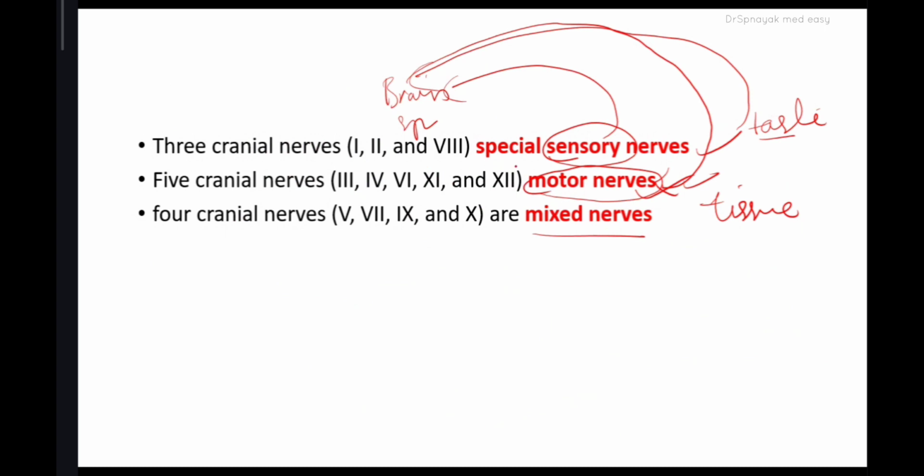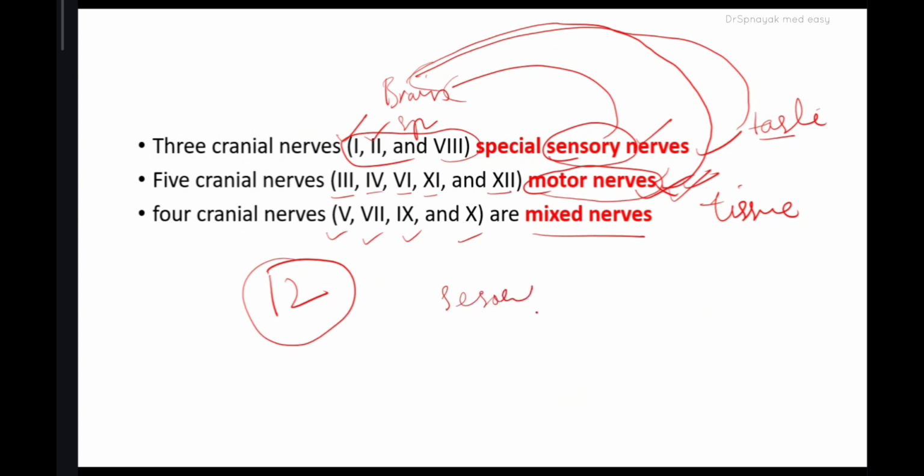And here, just to remember from this, I told you there are 12 pairs of cranial nerves. In that, the first, second, and eighth cranial nerves, these three, are sensory nerves. They are especially sensory nerves. Cranial nerves 3, 4, 6, 11, and 12 are motor nerves. And the remaining nerves, 5, 7, 9, and 10, are mixed. They have both sensory action and motor action. I think this point is clear to you all.